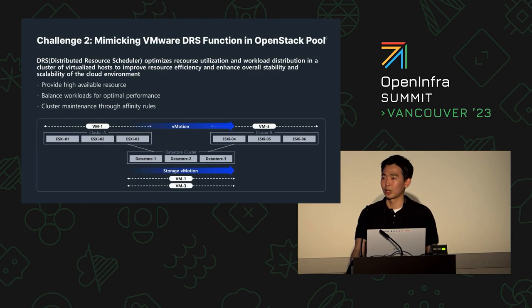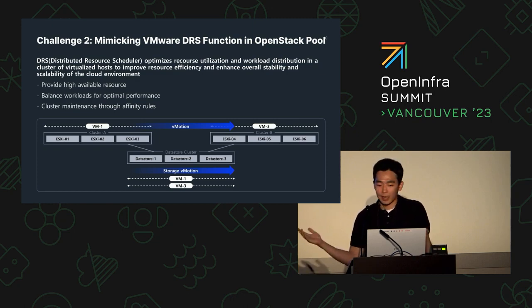And secondly, I want to talk about mimicking VMware's DRS function in the OpenStack pool. So DRS, to give you a brief introduction, is the Distributed Resource Scheduler, a feature of VMware within vSphere to optimize resource utilization and workload distribution in a cluster of virtualized hosts. So it's pretty much a packaged solution, a service of load balancing, server group clustering, and cluster management.